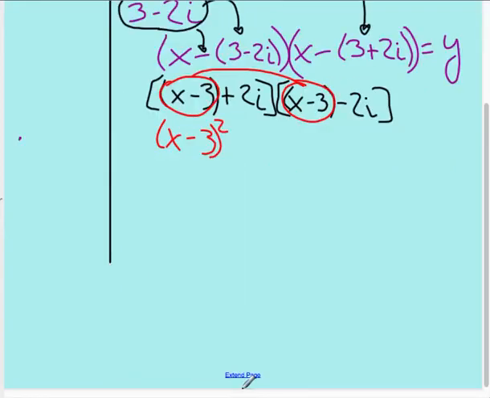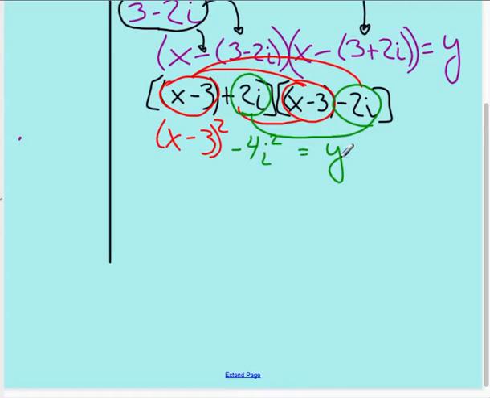And then I'm going to take my x minus 3 and multiply it by my negative 2i, but that will cancel with my positive 2i times x minus 3. So I'm not even going to write either of those terms. And then my last one, I'm going to take my 2i times negative 2i, which is negative 4i squared.